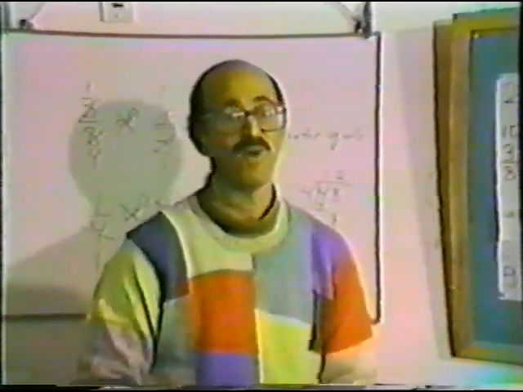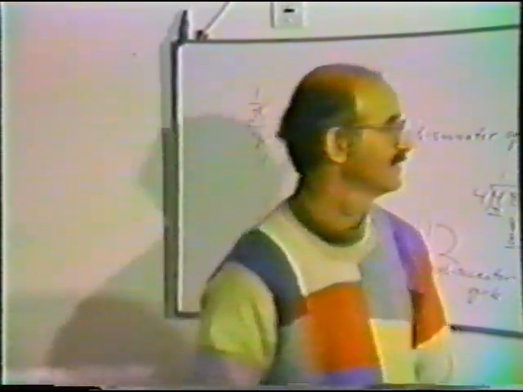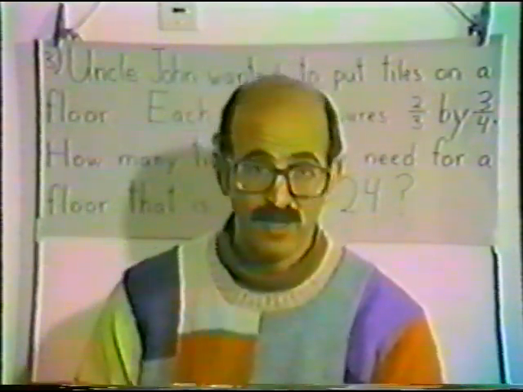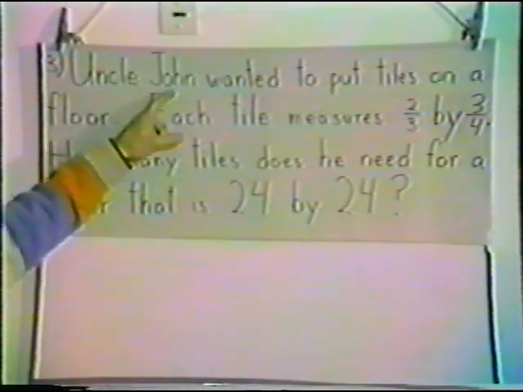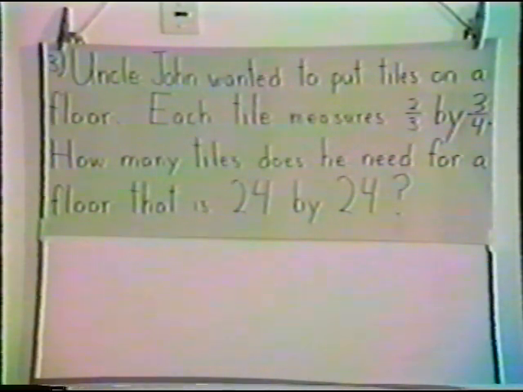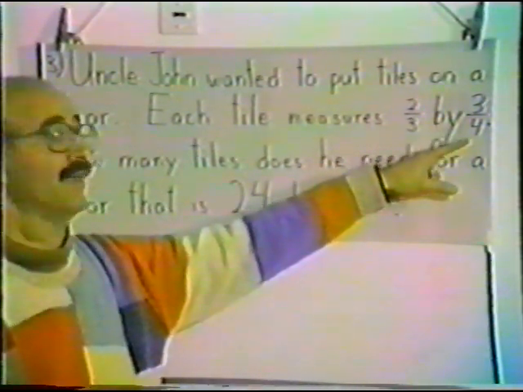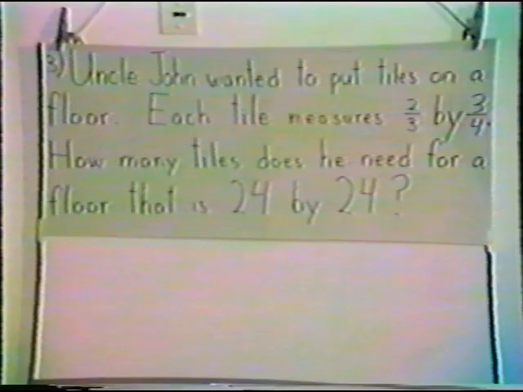Now we're going to do one more story problem with fractions. Here is our final story problem with fractions. Uncle John wanted to put tiles on a floor. Each tile measures 2/3 by 3/4. How many tiles does he need for a floor that is 24 by 24?